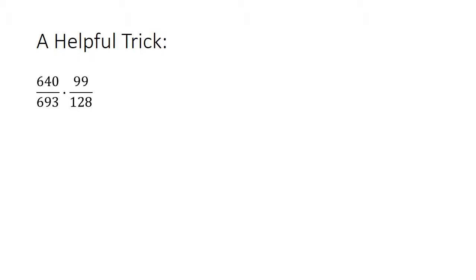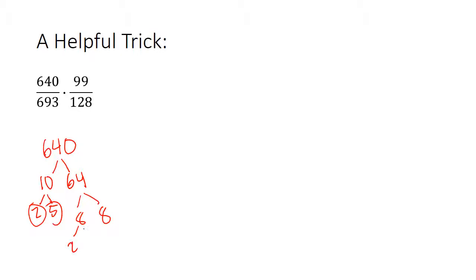So we'll start with 640. That's the same as 10 times 64. 10 is 2 times 5. Both of those are prime. 64 is 8 times 8. And 8 is 2 times 4. 2 is prime, so we'll circle those. And 4 is just 2 times 2. Sweet, let's move on to our next number.